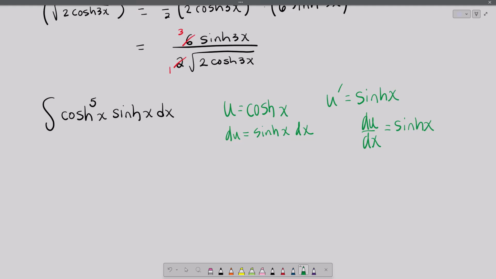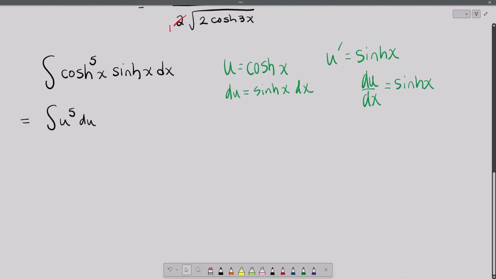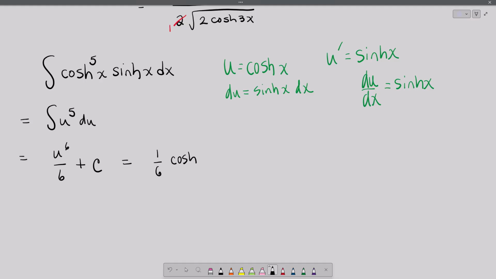But, so FYI. So then this is going to be u to the 5th times du, which is u to the 6 over 6 plus a constant of integration. And then we back substitute, and we will end up with 1/6 multiplied by the cosh of x raised to the 6th power plus a constant of integration. And that would be our antiderivative.